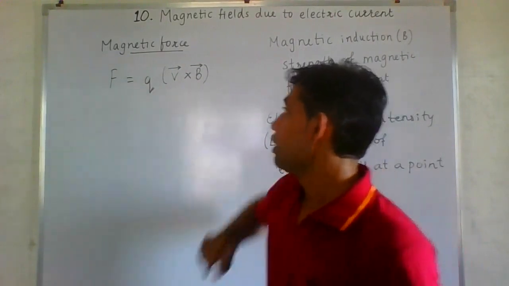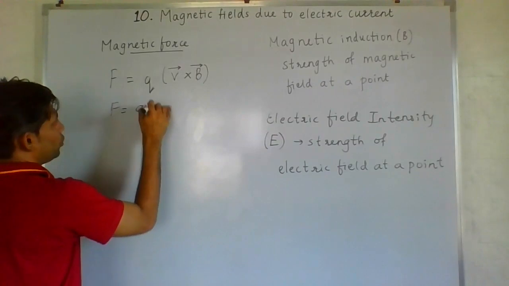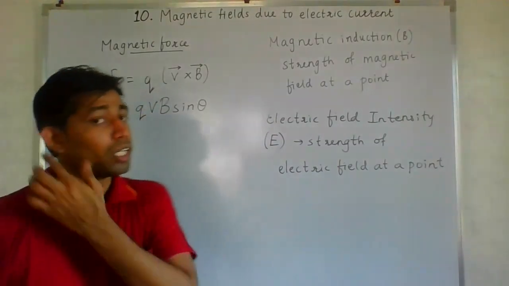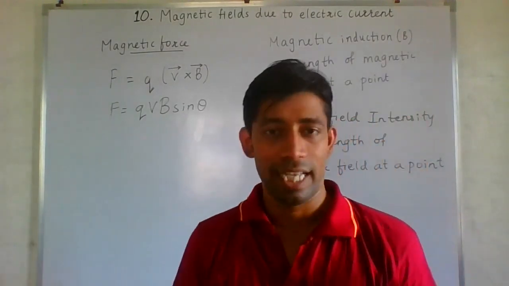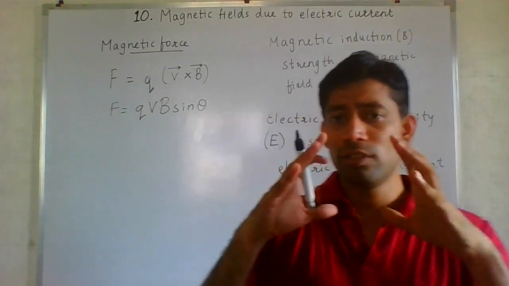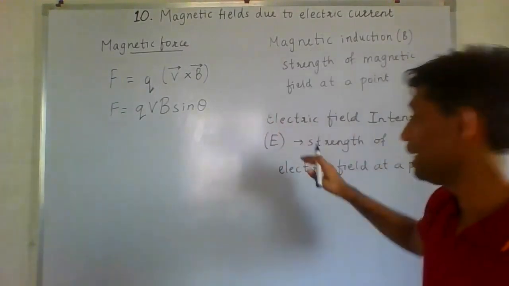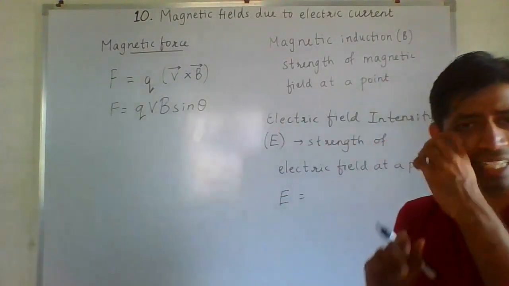Clear? Now, if I remove this cross product, then I can write F is equal to QVB sin theta, because cross product में sin theta है and dot product में cos theta है. Got this? Now let's move your focus to electrostatics. Electrostatics में electric field intensity का एक formula है.